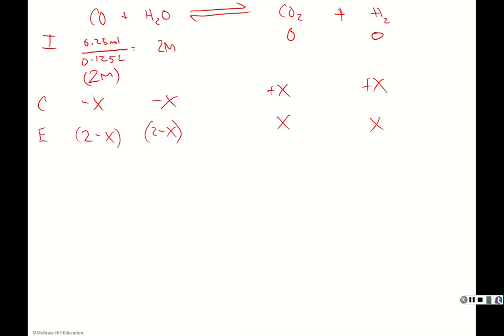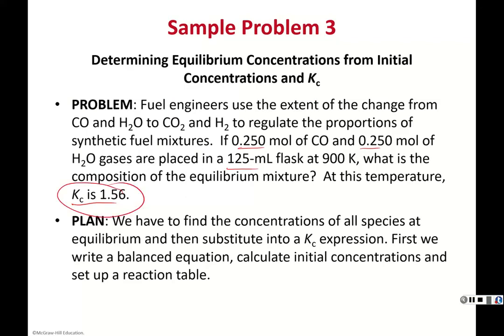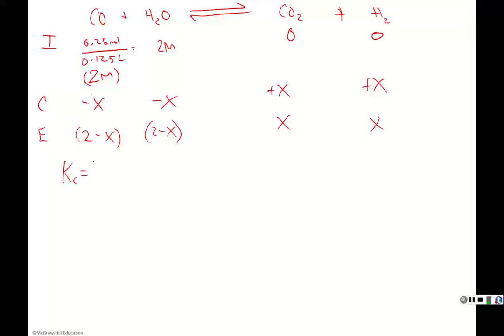Now we can look at our equilibrium constant. We know this is 1.56, given in the problem. So 1.56, and we can write this out in terms of our concentrations at equilibrium. It's going to be products, CO2 and H2, divided by reactants, CO plus H2O.